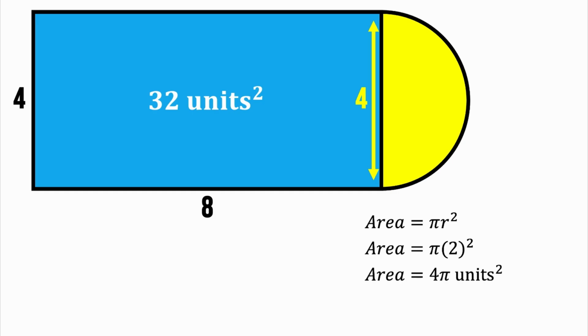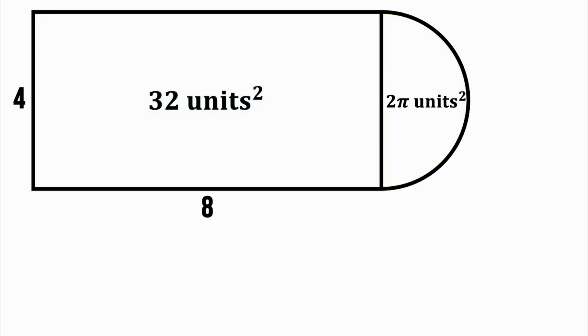However, this is only a semicircle, so it's half the circle, which means it's going to have half the area. So I have to divide this by 2, and that's going to give me the area of the semicircle is 2 pi units squared. Well, now to find the area of the composite shape is nice and easy.